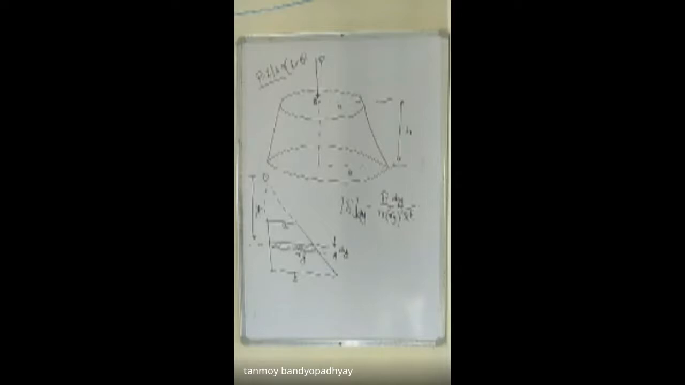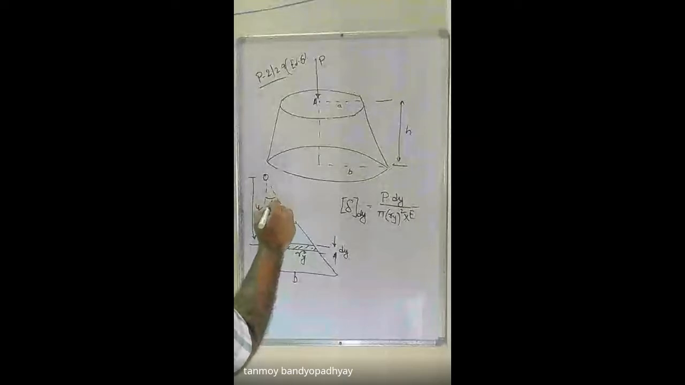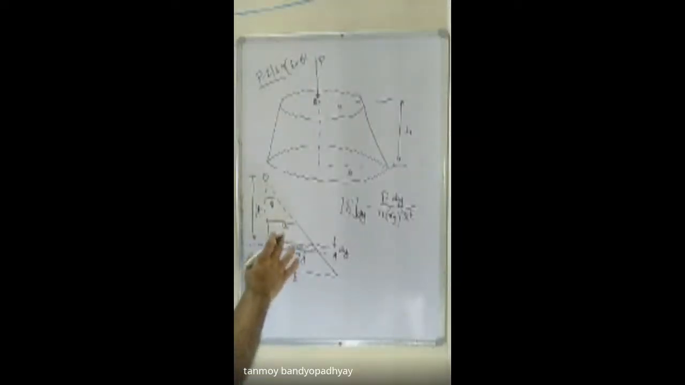So now what will be ry? How to calculate ry? If you take this angle as theta, this is now geometry. So if this is theta, ry will be equal to y tan theta.